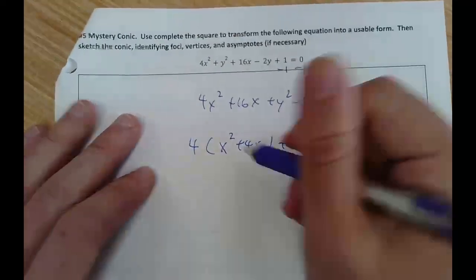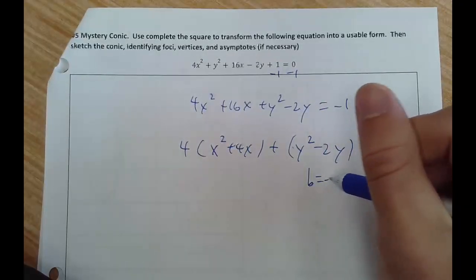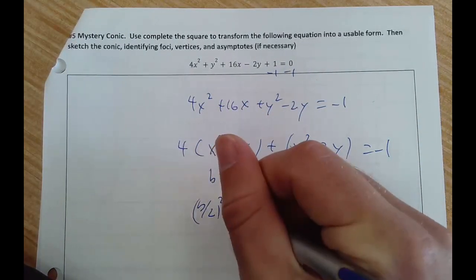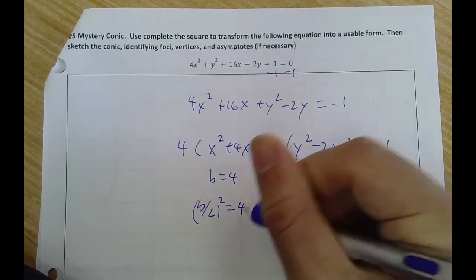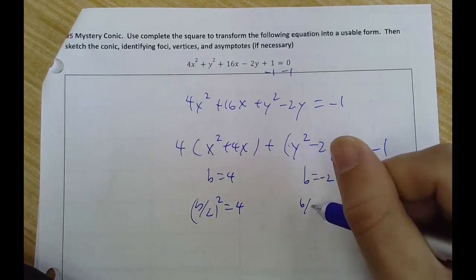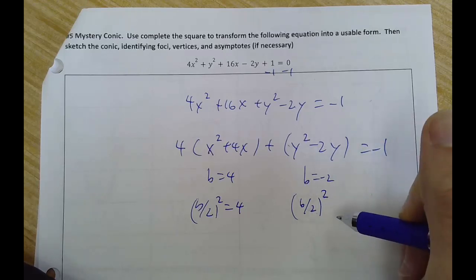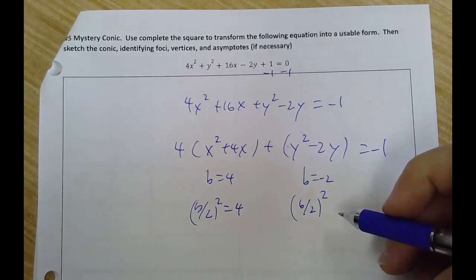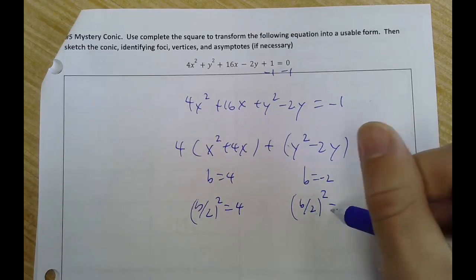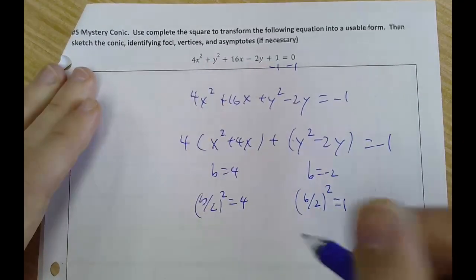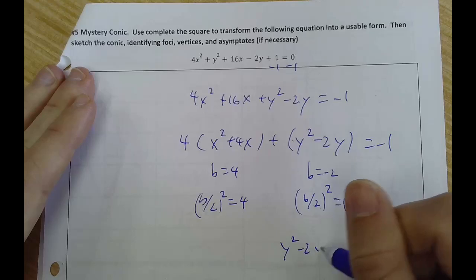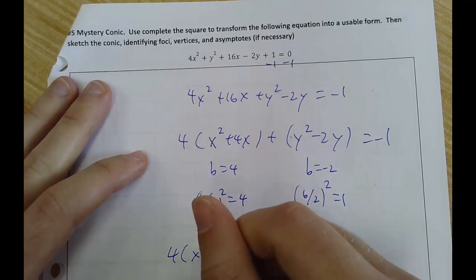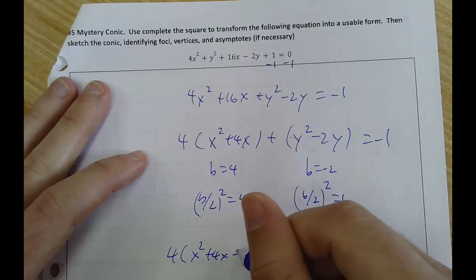Okay, well, we're going to complete the square. B here is negative 2. B over 2 squared is 4, so we're going to add 4 in there. And then b over 2 squared here is just 1. Okay, so we're going to add a 1 in here. So we're going to get y squared minus 2y plus 1. And here we're going to get 4x squared plus 4x plus 4.